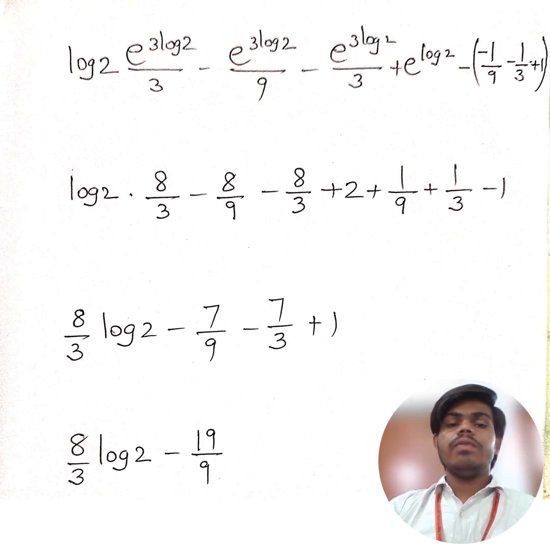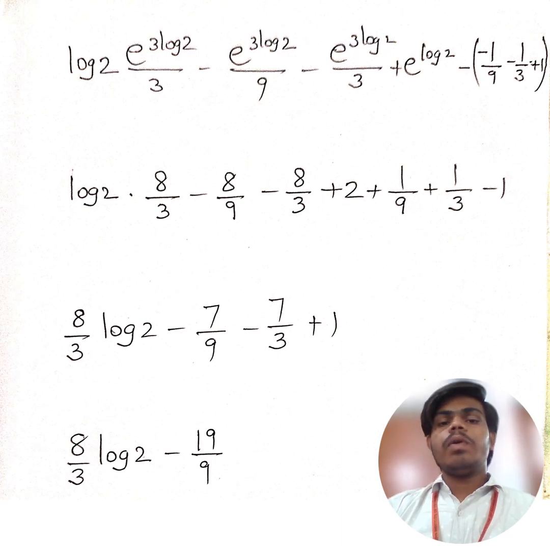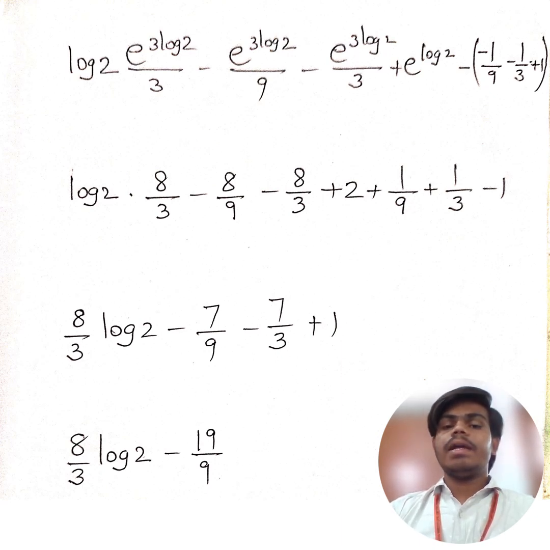On simplifying we can see here e power 3 log 2 becomes 8. Why? Because 3 log 2 becomes log 8, and the e and log are cancelled and we get the value 8. Log 2 into 8 by 3 minus 8 by 9 minus 8 by 3 plus 2. Here we can multiply all the terms with minus, we can get plus 1 by 9 plus 1 by 3 minus 1. By simplifying all these, we get 8 by 3 log 2 minus 7 by 9 minus 7 by 3 plus 1. By simplifying all these, we get 8 by 3 log 2 minus 19 by 9.